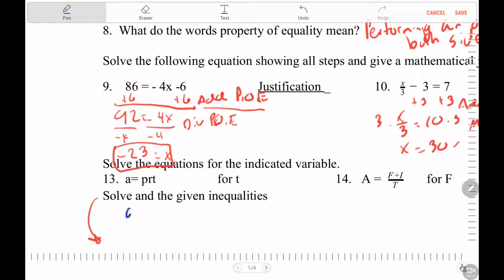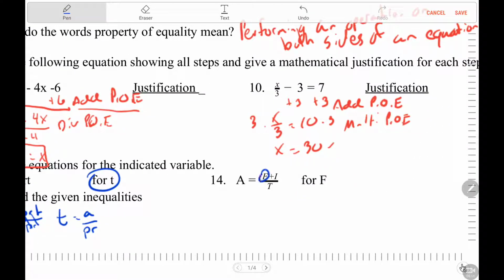All right. A equals PRT. It's telling me to solve for T. So PRT, that's all multiplied together, so divide by PR. That way those go away, because it's multiplication, you've got to do the opposite. So T will equal A divided by PR.